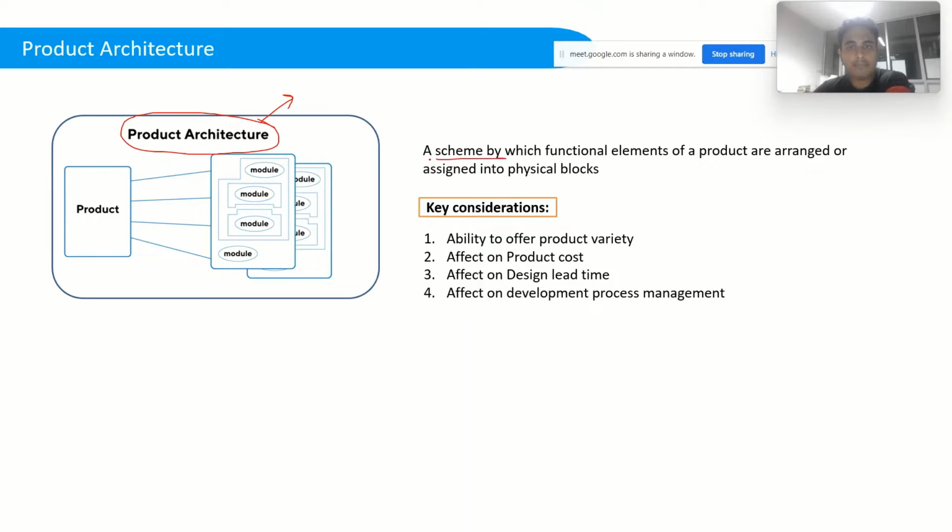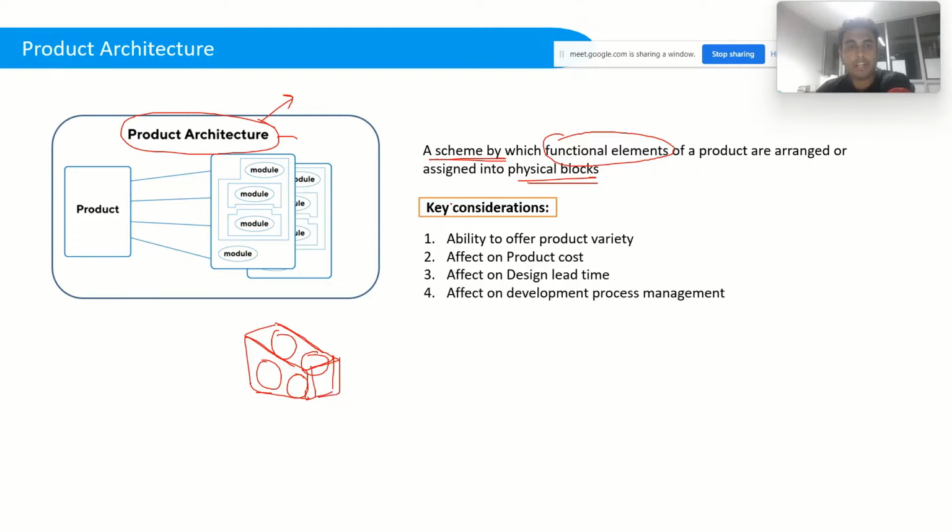It is basically the scheme by which the functional elements of a product are arranged or assigned into physical blocks. If you attend my week 7 lecture videos, I have discussed a sachet dispenser, and I tried to explain how there are different modular units within that particular sachet dispenser. So this is what we mean by product architecture. That is how we can convert various functional elements into physical blocks.